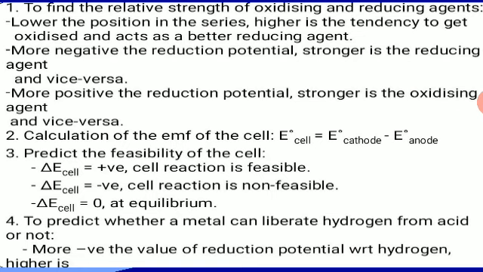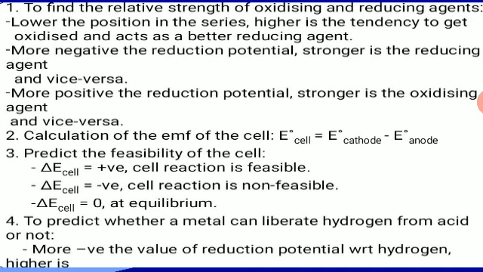The more negative the reduction potential, the stronger the reducing agent, and vice versa. The more positive the electrode reduction potential, the stronger the oxidizing agent. And for calculating the EMF of the cell, E naught cell is equal to E naught cathode minus E naught anode.